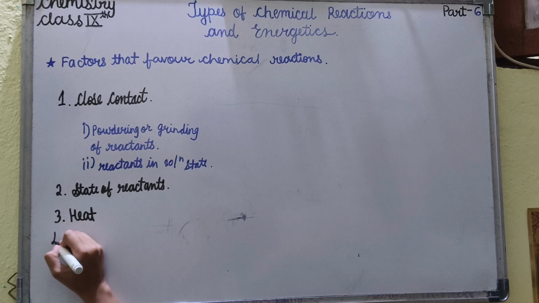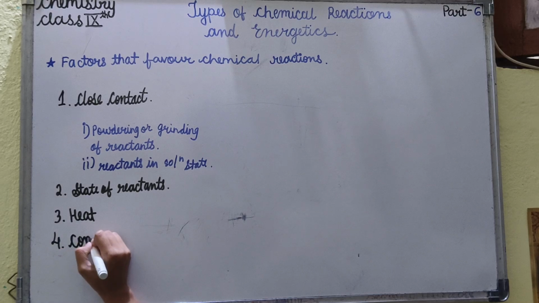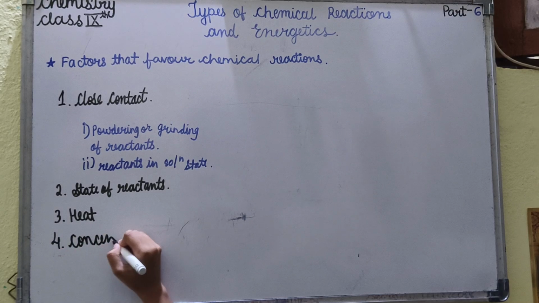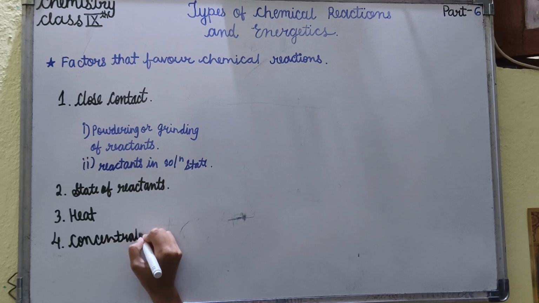Fourth is concentration. For some reactions, increase in concentration increases the number of collisions, resulting in product formation. Zn plus 2HCl gives ZnCl2 plus H2.